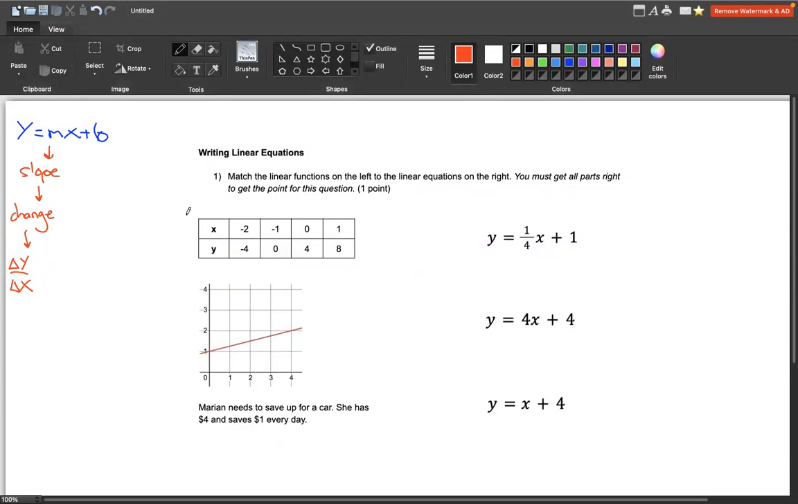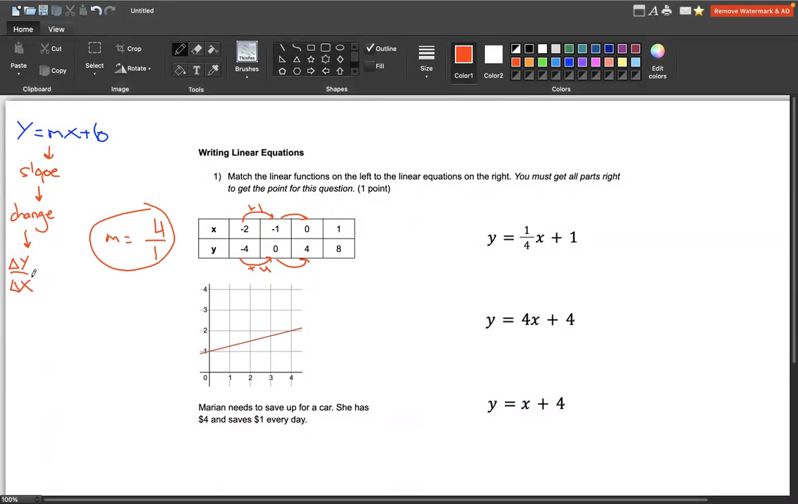Let's start with this. For this one, we've got to think about our change, and specifically our change in y over change in x. So our change in y, well, what's happening here? Well, -4 to 0, then 0 to 4, 4 to 8. It's obviously adding 4. So our change in y would be 4 over, let's see, -2 to -1 to 0, that's adding 1. So 4 over 1, which is just 4. So our m is 4 for this one.